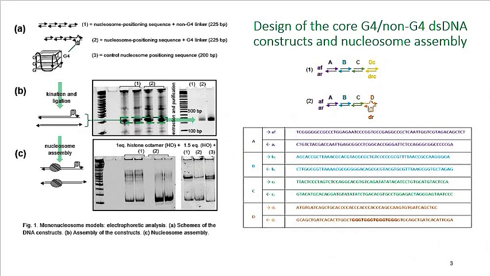We optimized histone octamer DNA ratio and assembled a mononucleosome using standard methods. Here, the yield of the mononucleosome was higher in case of non-G4 linker as compared to G4 linker. This agrees with the assumption that G4s prevent high nucleosome density.